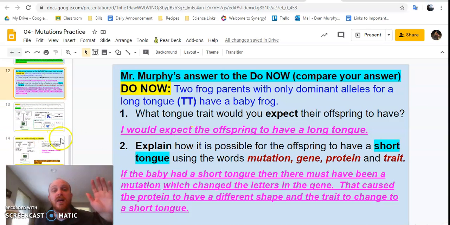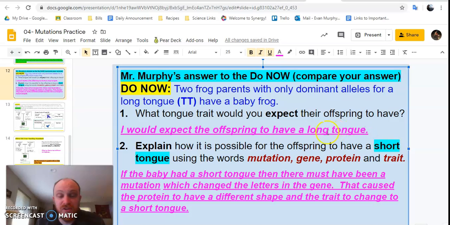Okay, so here is the answer to the Do Now from above. I hope that you guys wrote it. You guys can compare what you wrote to what I wrote. So I would expect the offspring to have a long tongue, right? They should have a long tongue if you looked at that Punnett square. But they have a short tongue, and that's because if the baby had a short tongue, then there must have been a mutation, which changed the sequence of letters in the gene. And that caused the protein to have a different shape and the trait to change to a short tongue trait, even though we expect them to have a long tongue.